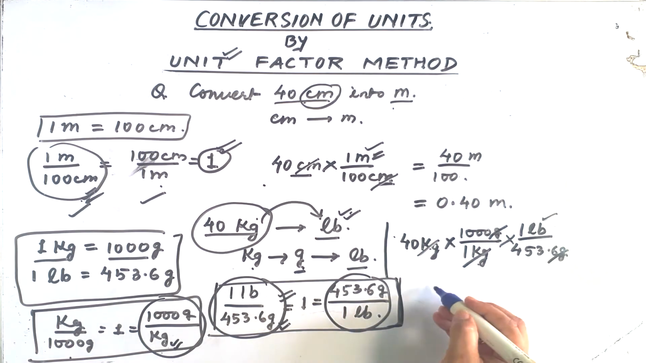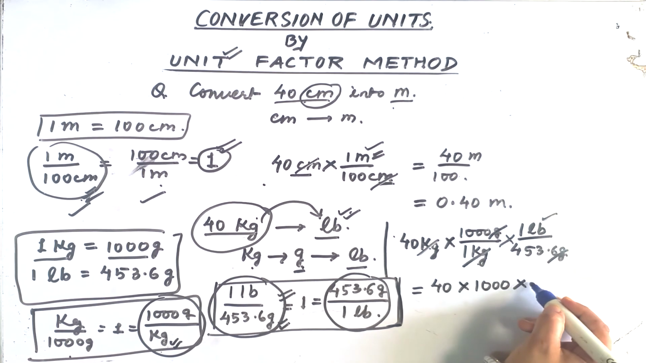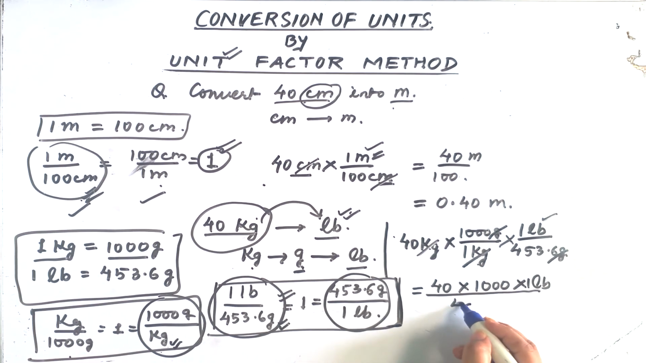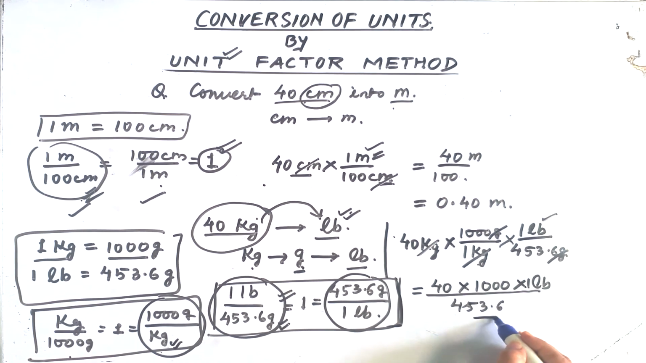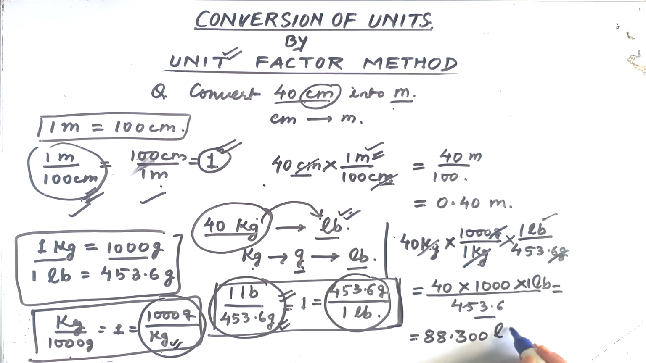So what is left out? The rest of the things: 40 multiplied by 1000, multiplied by 1 lb divided by 453.6. That's it. And if we multiply it, we will get our answer, that is 88.300 pounds. So we have converted 40 kgs into pounds. So 40 kg means how many pounds? 88.300 pounds. So this way we are going to use the unit factor method to convert one unit into another unit.